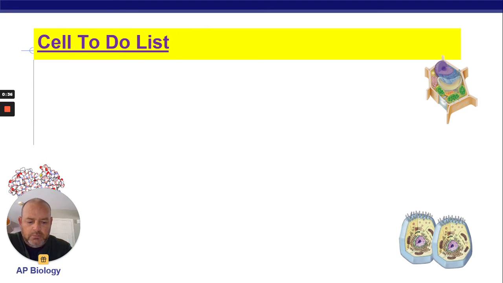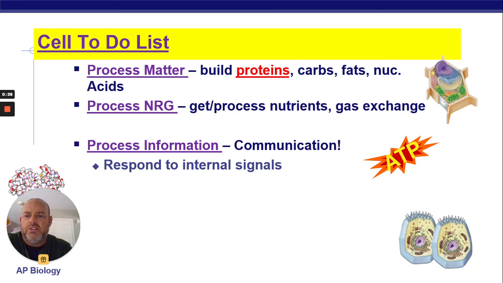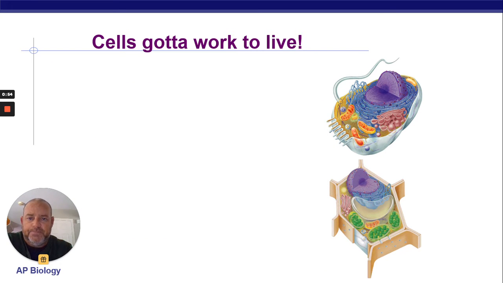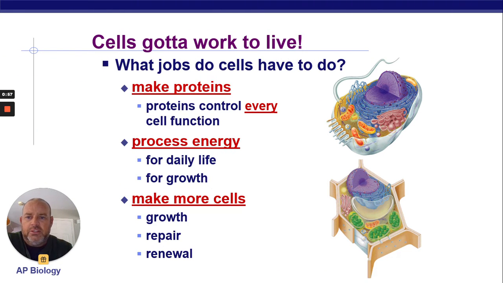So as we move through here, here's our to-do list. Okay, so this was on the last set of slides as well. Just kind of the major things the cell has to get done. We're looking at the second one here, processing energy, how to get and process nutrients, and also how to deal with gas exchange.